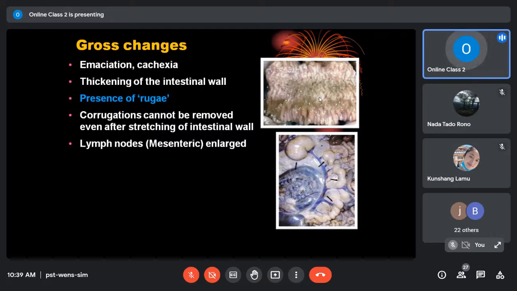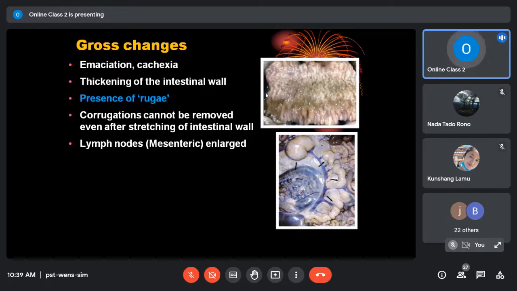The animal is in a very cachectic condition, highly emaciated and dehydrated, and a hidebound condition will be there on external examination, if you see.